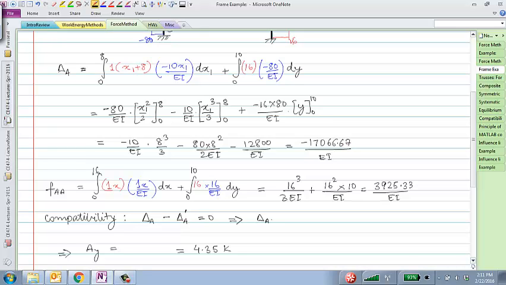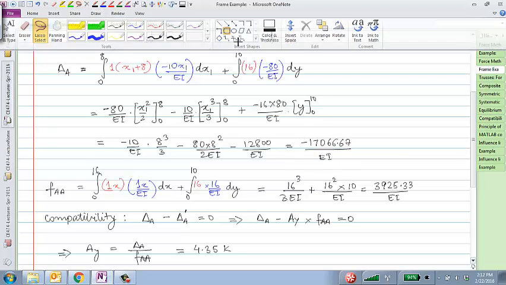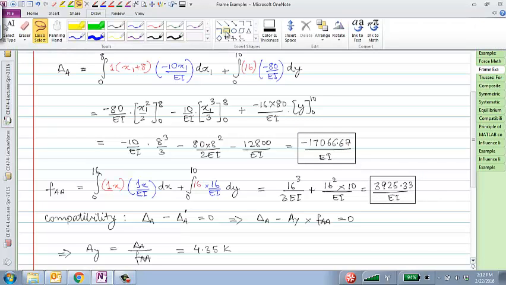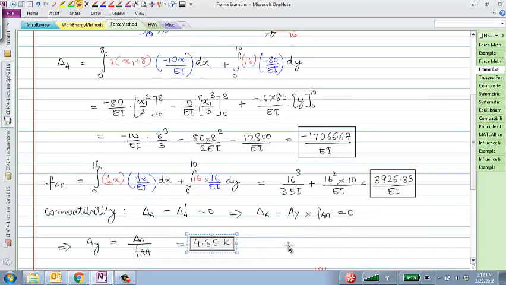which is saying simply that delta A minus AY, the unknown, times FAA is 0, which simply means that AY is equal to delta A divided by FAA, which should turn out to be 4.35 kips. Just dividing the actual displacement by the flexibility. And we get that the redundant force is 4.35.